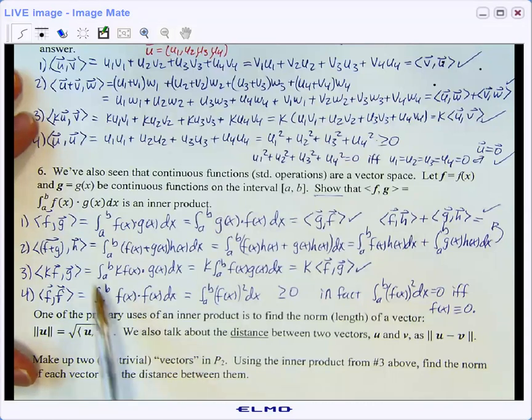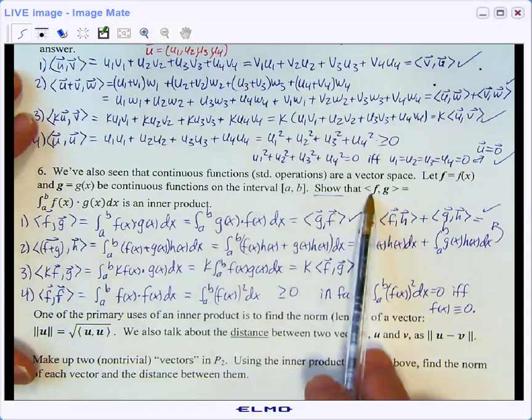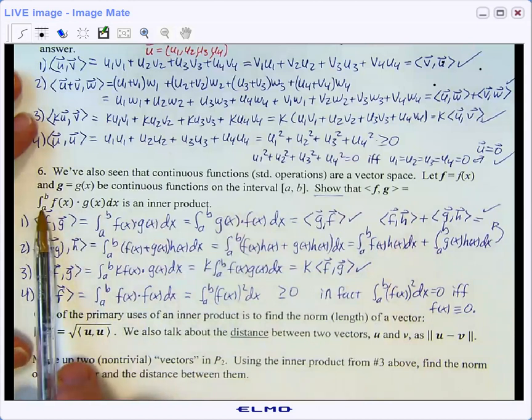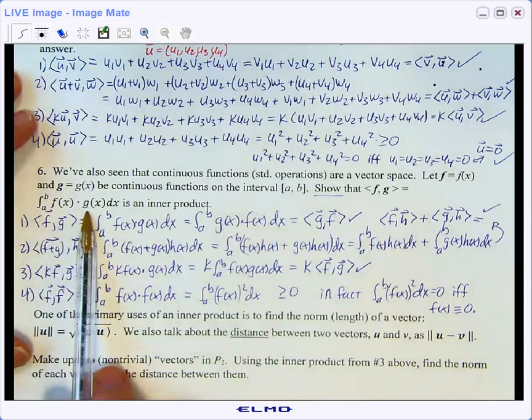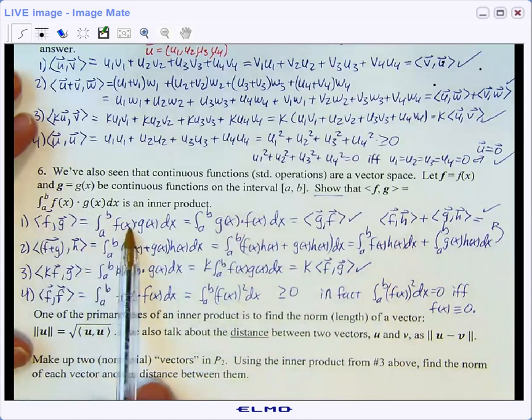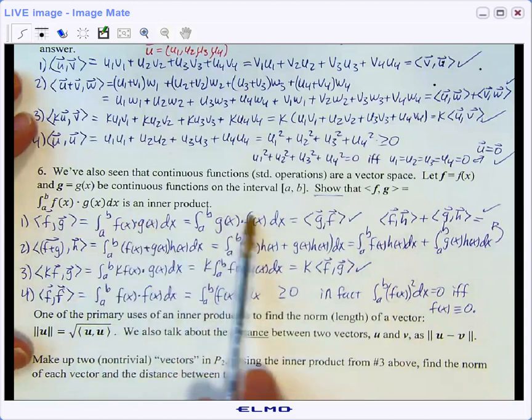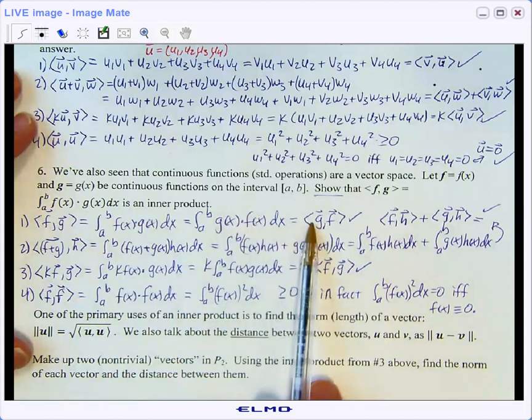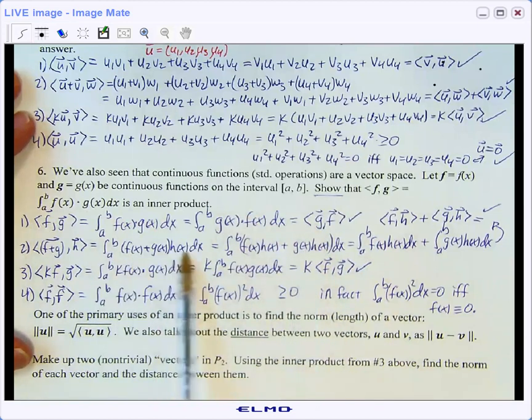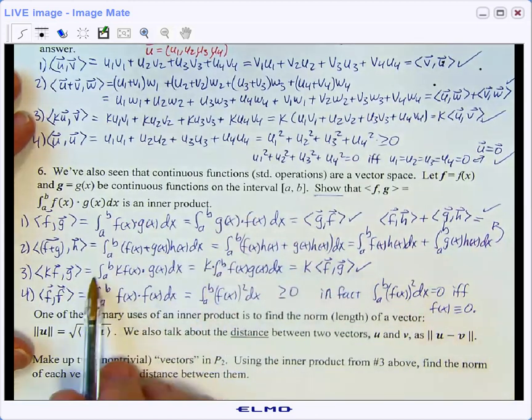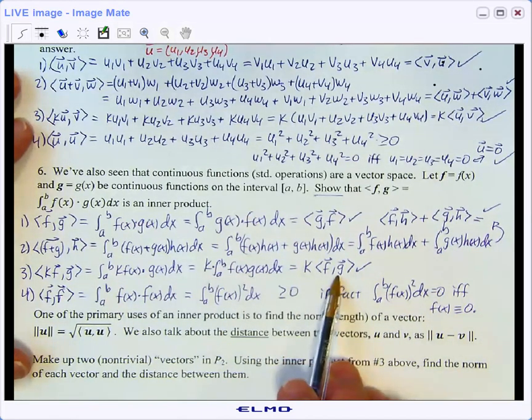So I went ahead and did those as well, using our definition of inner product as the integral from a to b of f of x times g of x dx. We can see that since the order doesn't matter for the multiplication of the functions inside the integral, the first axiom is going to work. By the distributive property, the second axiom is going to work. And because we can factor out constant multiples from integrals, the third axiom works.